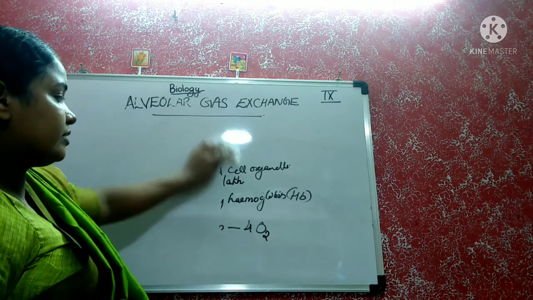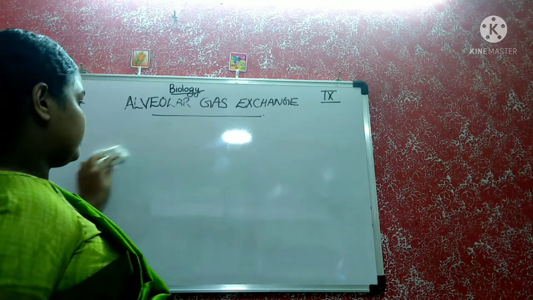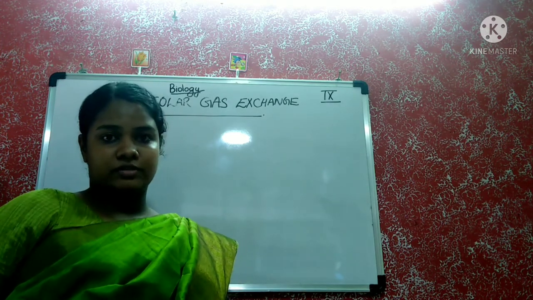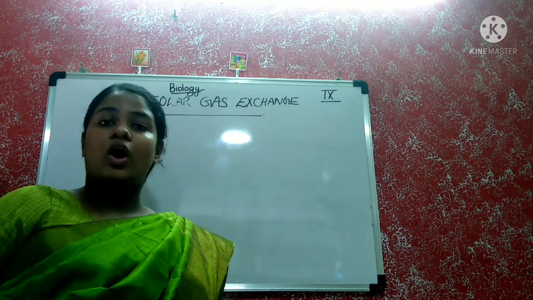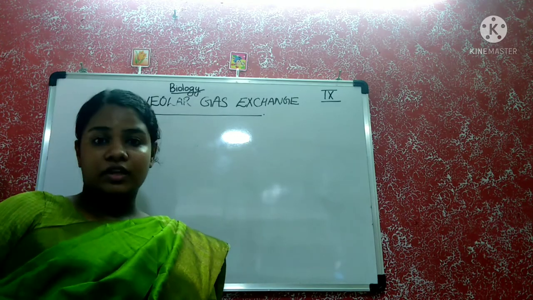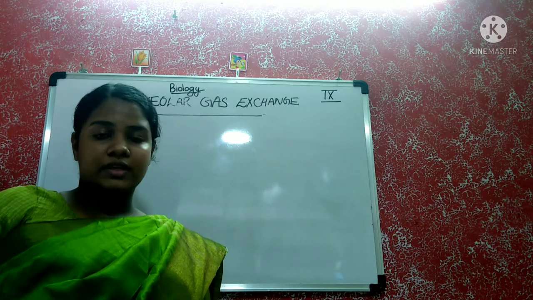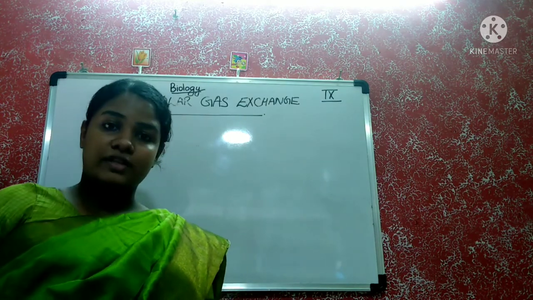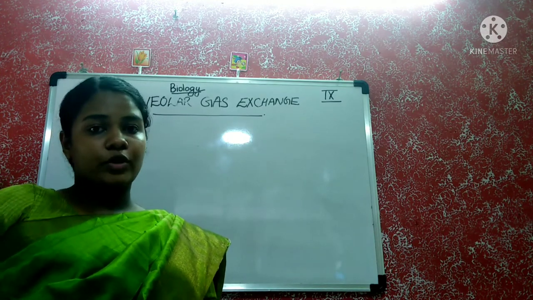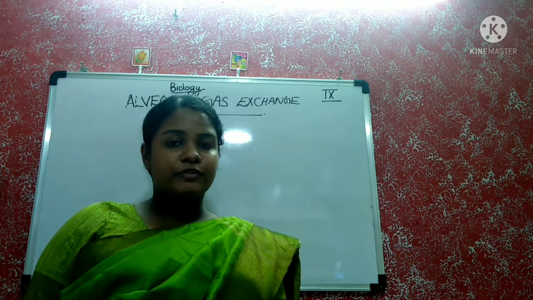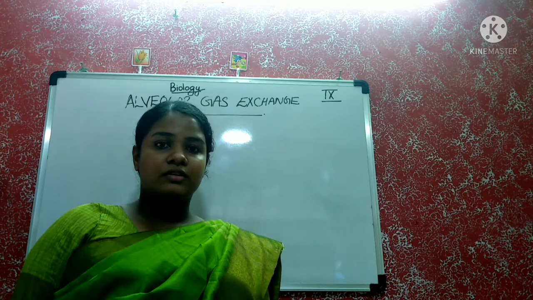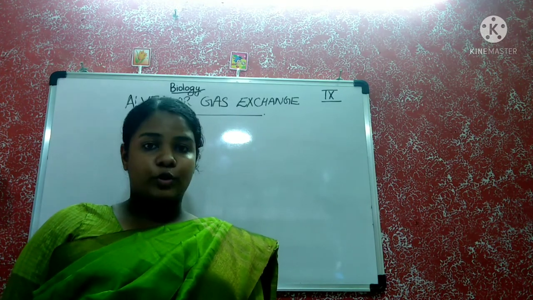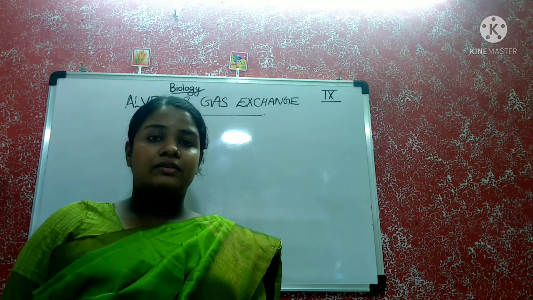Then take a notebook and write down the questions. First question, which component in the blood carries oxygen molecules? Second question, how many oxygen molecules are carried by one hemoglobin molecule? Okay, first question, which component of the blood carries oxygen molecules? RBC. Next question, how many oxygen molecules are carried by one hemoglobin molecule? That is 4 oxygen molecules.